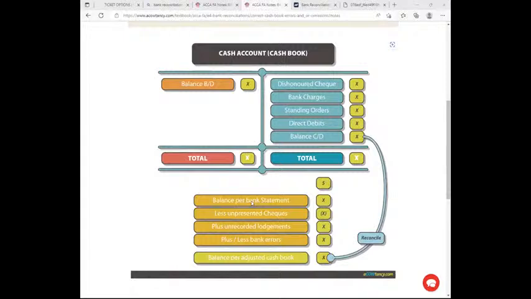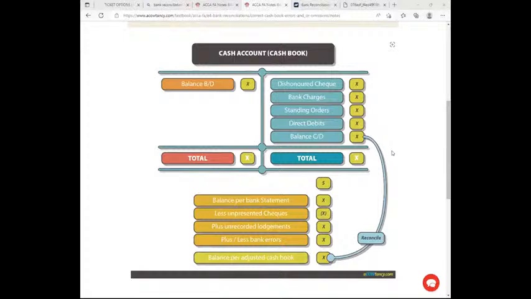And then I will add any unrecorded lodgements. If you get your bank making errors, that's not a very serious bank. Good banks should never make errors, so this entry we should not be thinking about a lot. And then, of course, we should be able to get what we call the balance per adjusted cash book. And this balance that you get here should be exactly equal to the balance here.